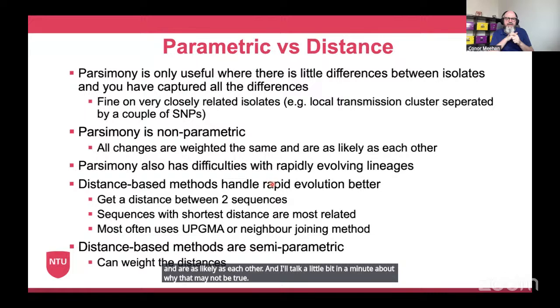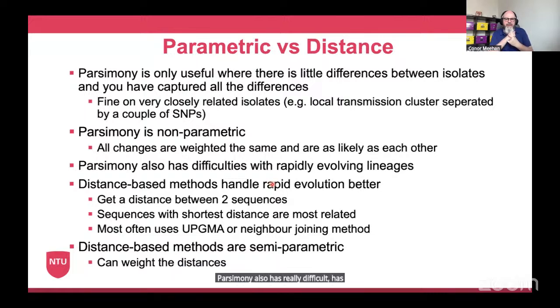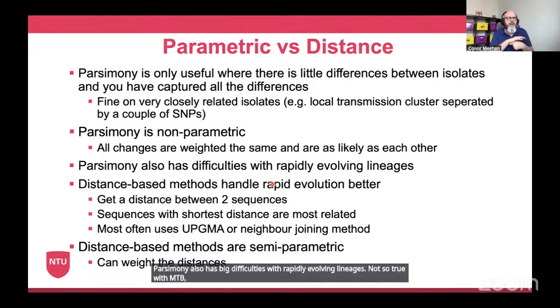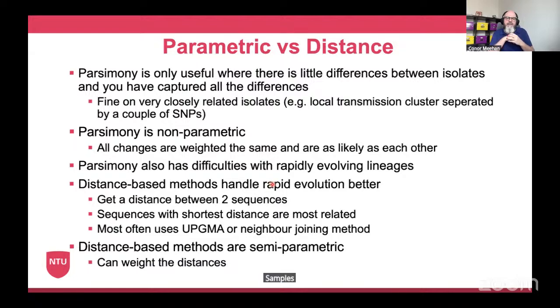Parsimony also has big difficulties with rapidly evolving lineages. Not so true with MTB, but really, if you're working on viruses or on rapidly evolving bacterial pathogens, maybe like E. coli or something like that, parsimony really has problems because it can't handle a huge amount of changes between samples. Distance-based metrics handle this rapid evolution a little bit better.